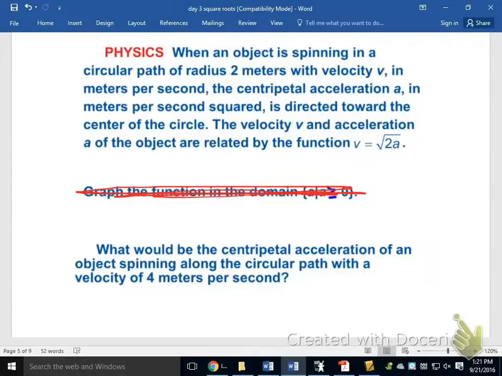So we can actually make use of these equations now. I could put 4 in for v equals the square root of 2a, and I can figure out what my acceleration is. First thing I would do is follow my order of operations and my rules for solving: I will square both sides to undo the square root. So 16 equals 2a. And then I'll divide both sides by 2, and I'll get my acceleration is 8 meters per second squared.